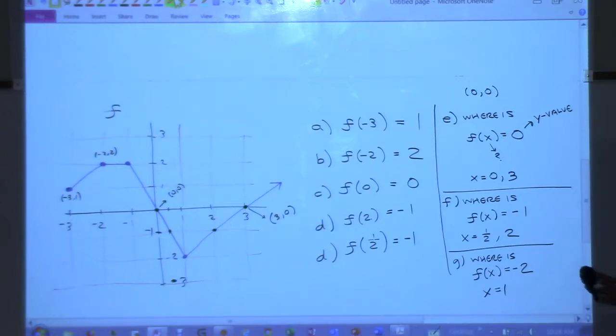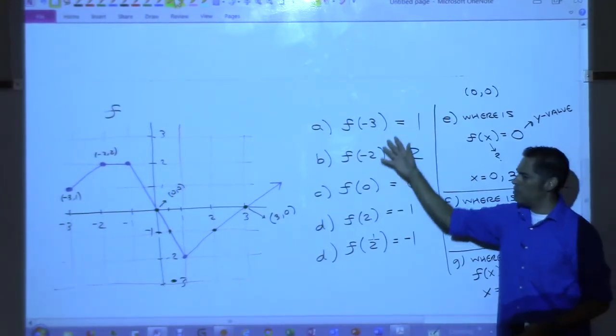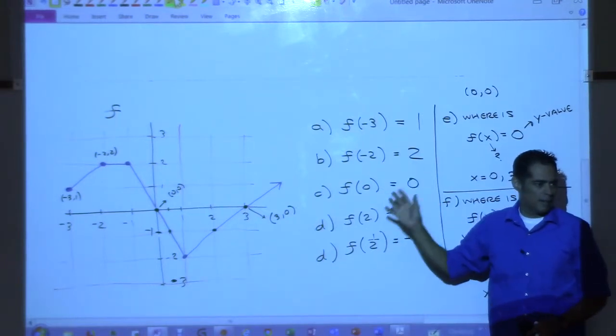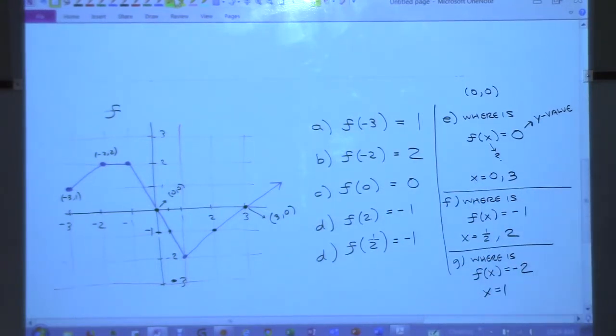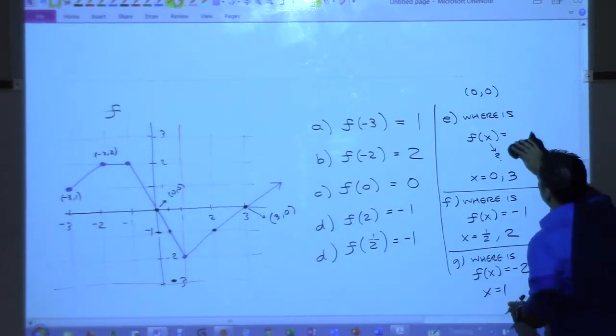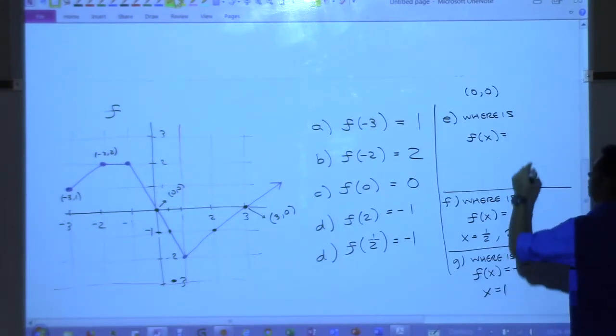Last one. Ready? This is the last one we're going to do. Any questions? Normally students kind of like, okay, I can handle that. This is where students have trouble with these. Okay, where is the function's value 2?